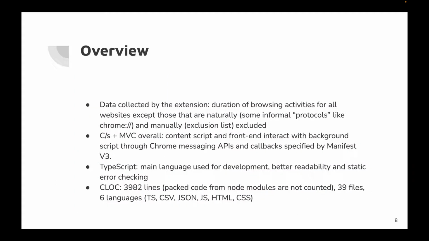And our extension only monitors the time usage of those meaningful websites that are either HTTP or HTTPS encrypted, or those that are not inside the user's exclusion list. Our background script communicates with the frontend and content script through Chrome-provided messaging API and an event callback.